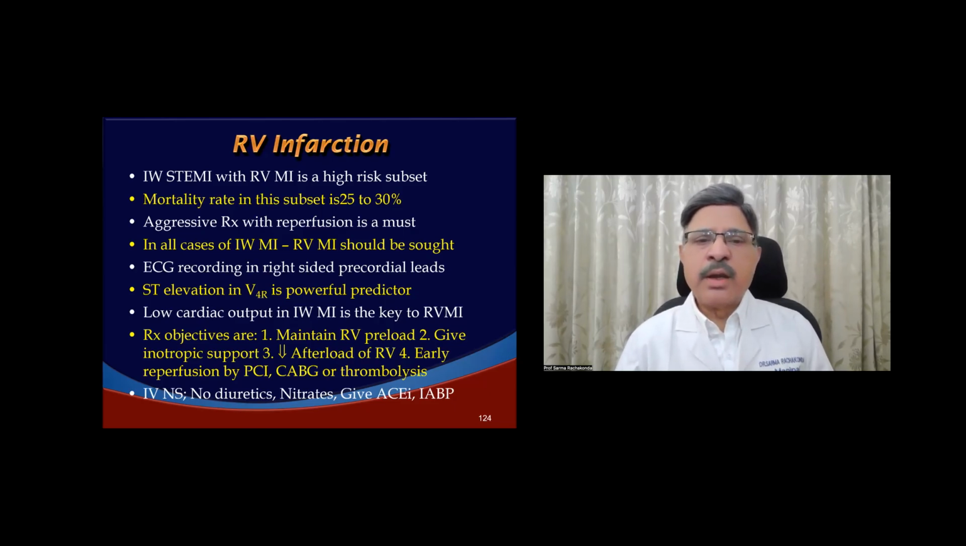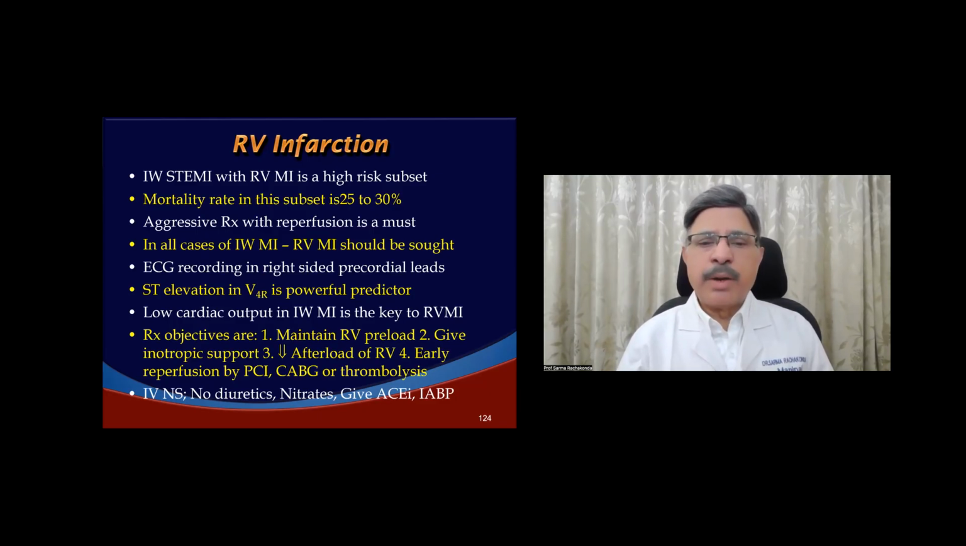ECG recording and right-sided precordial leads V2R, V3R, V4R, V5R, V6R must be done. ST elevation in V4R is a poor predictor for prognosis. Low cardiac output in inferior wall myocardial infarction is the key for right ventricular myocardial infarction. So, whenever you see an inferior wall myocardial infarction, look for the right ventricular infarction. Together, they have poor prognosis.